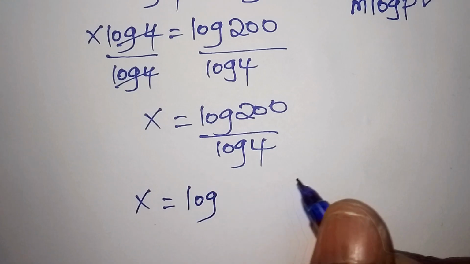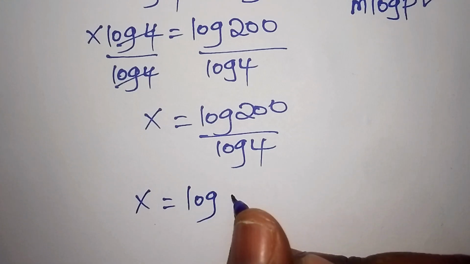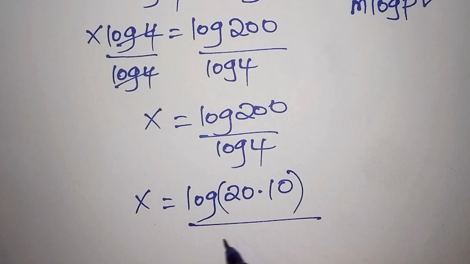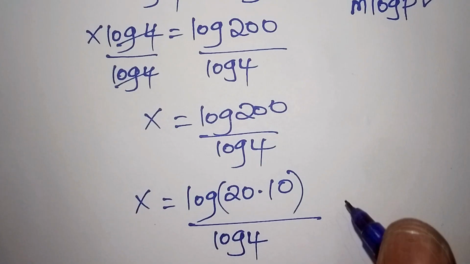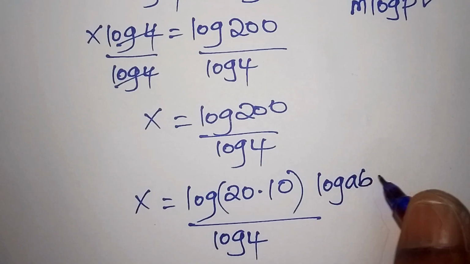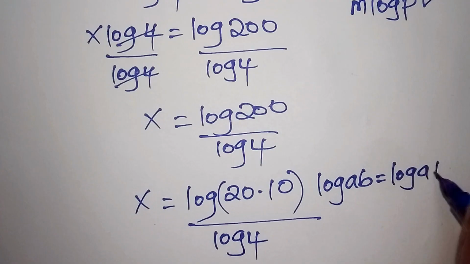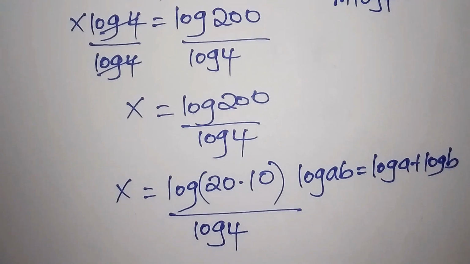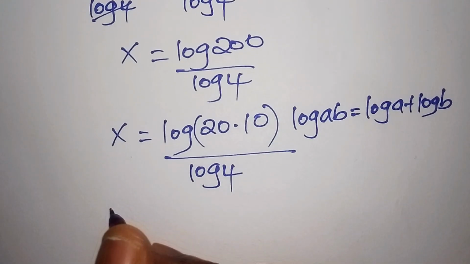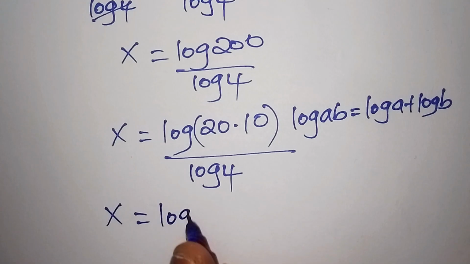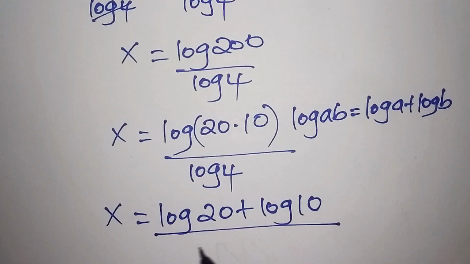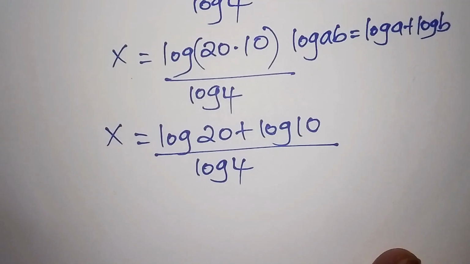When you factorize it very fast, the value for x is equal to the log of 10, or we can still have it as the log of 20 multiplied by 10, all over the log of 4. Suppose we have the log of a multiplied by b, this can be written as the log of a plus the log of b. So the log of 20 multiplied by 10 is equal to the log of 20 plus the log of 10, all over the log of 4. Let's now try to work it out into its simplest form.